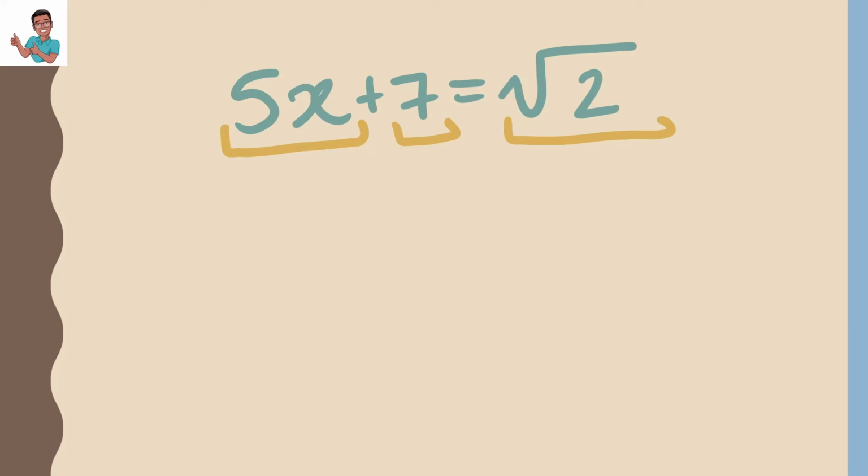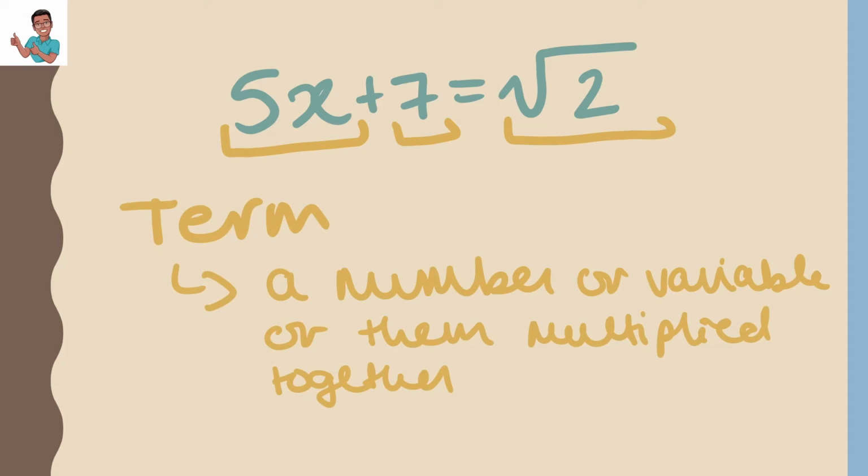Here I've underlined 5x, 7 and the square root of 2. These are terms. A term is a number or a variable or them multiplied together. They are also separated by operations.